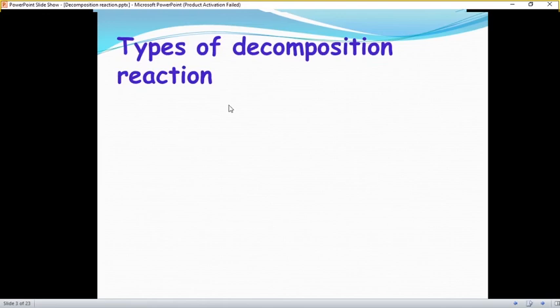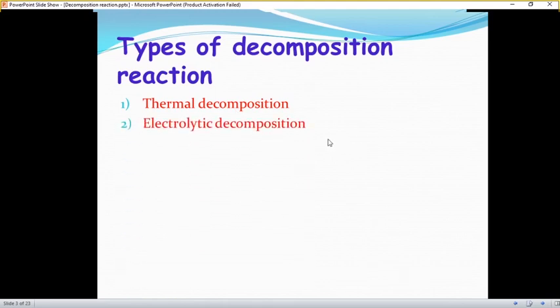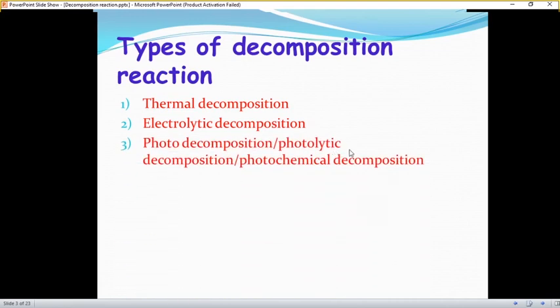As I told you, the type of energy which is supplied will decide which type of reaction it is. A thermal decomposition reaction is because of energy supplied in the form of heat. Then there is electrolytic decomposition, where electric current is utilized, and the third one, photodecomposition or photolytic decomposition, where light energy is utilized. Now let's look at them one by one.